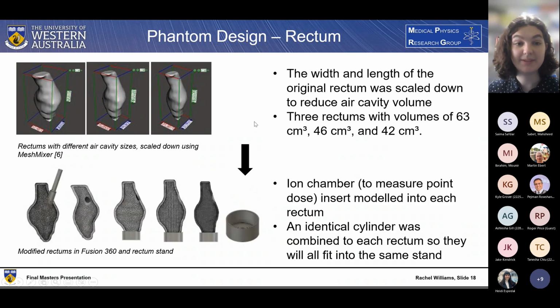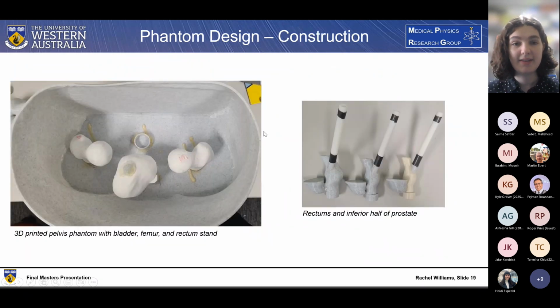These 3 rectum sizes were then imported into Fusion 360, and an ion chamber insert was modeled, as well as all 3 rectums were combined with an identical cylinder, so each rectum could be placed in and out of the same rectum stand to be glued into the pelvis body. Then all organs, the femurs, bladder, and rectum stand, were glued into position, where the bladder was placed on its own stand in order to raise it to the correct anatomical height. And to the right, you can see all 3 rectum sizes along with their ion chamber inserts.